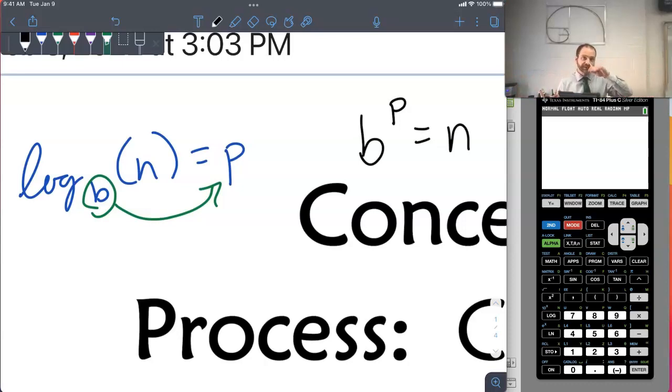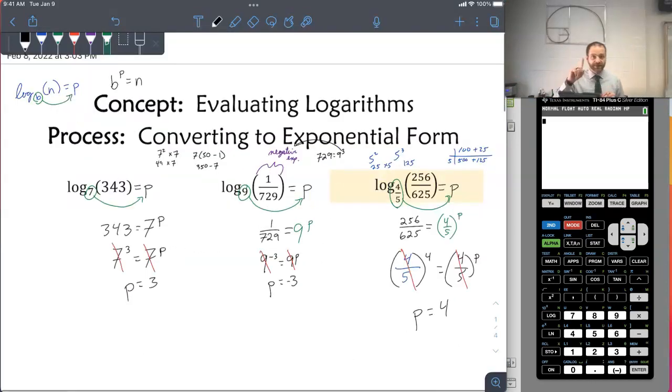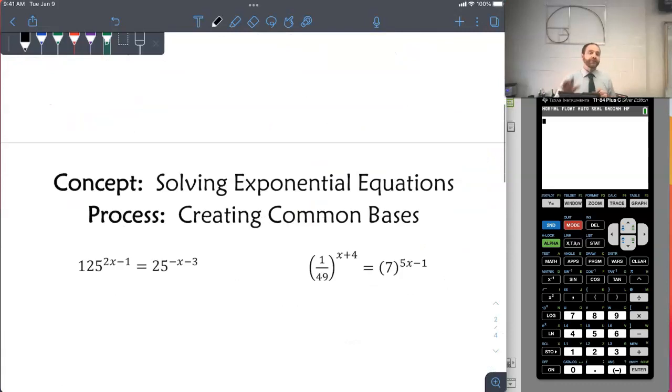Circle the base, slide it over, bump that power up. Now you're an exponential, get rid of the log. So there's the first concept. Second concept, creating common bases.